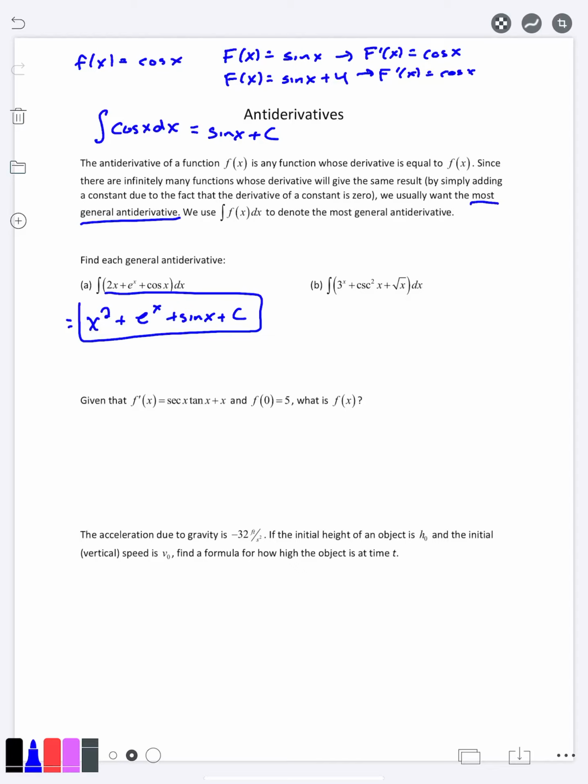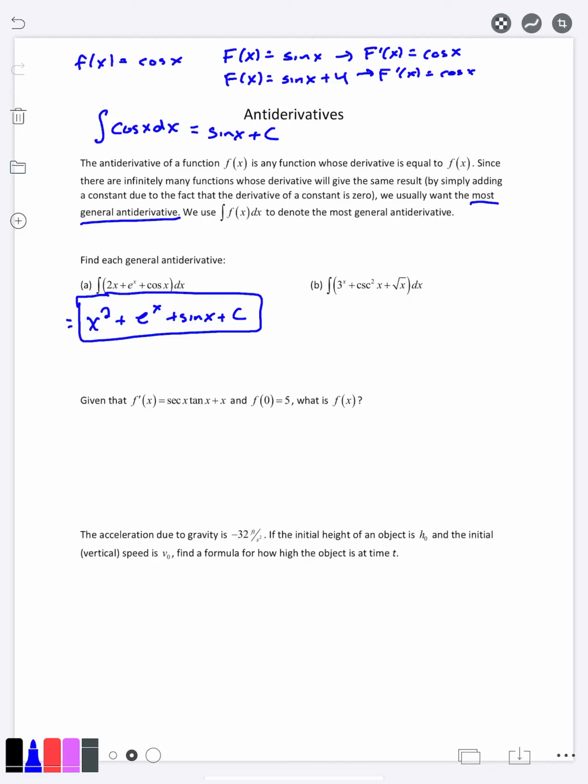Now I do want to say that a lot of times I'll see students forgetting the plus c, and then they lose a point on their tests and so on, because it's a very common mistake. So try not to do that. Try not to forget it, because you always need that whenever you're trying to get the most general antiderivative.